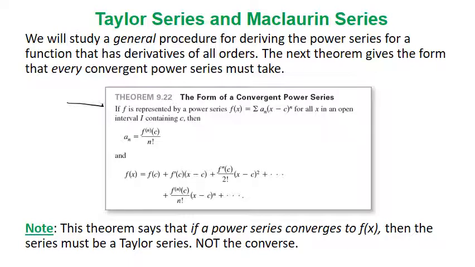So here is a theorem, the form of a convergent power series. So we've already kind of talked about power series. Now, one thing that I want to point out is that this here refers to the nth derivative. So if you look at what this equals, we are going to have to find lots of derivatives here. So the theorem says that if a power series converges, then the series must be a Taylor series. The converse is not true.